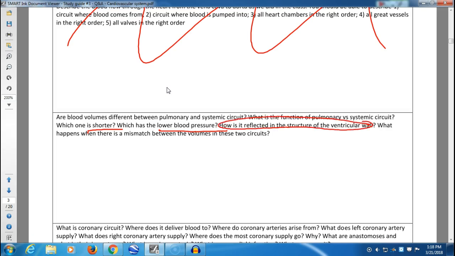Pulmonary arteries are generally thinner than systemic arteries. Okay? Because of pressure. What happens when there's a mismatch? Congestive heart failure. Remember? When one side fails to pump, if the left side fails, which congestion are you going to have? Pulmonary congestion. If the right side fails, systemic congestion. We cool?